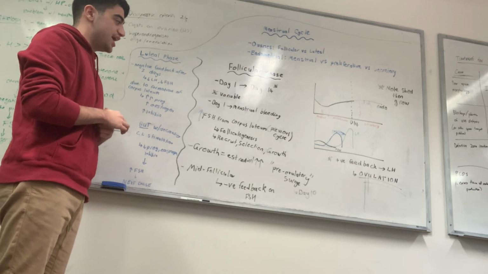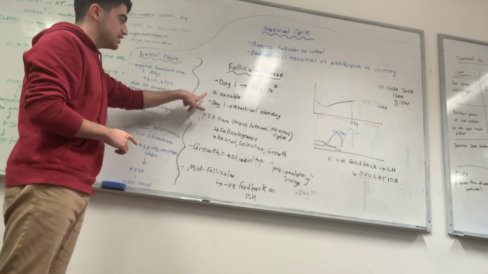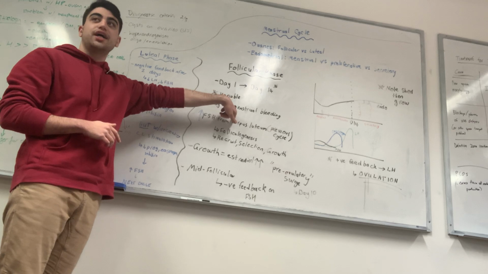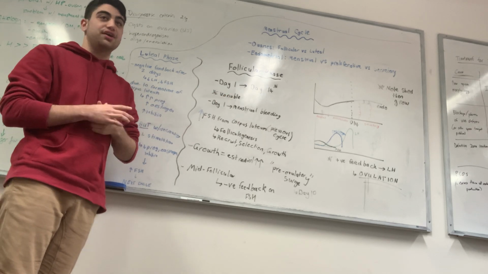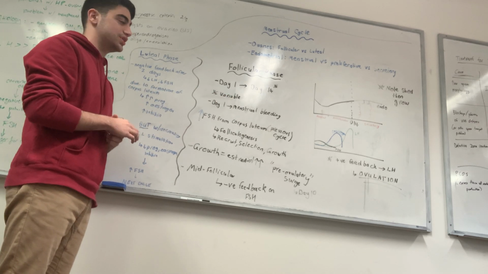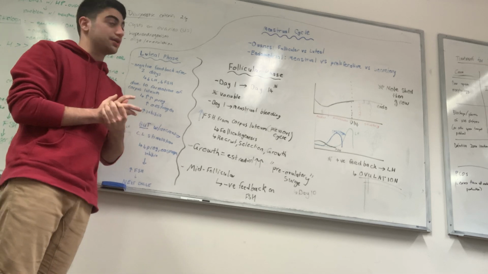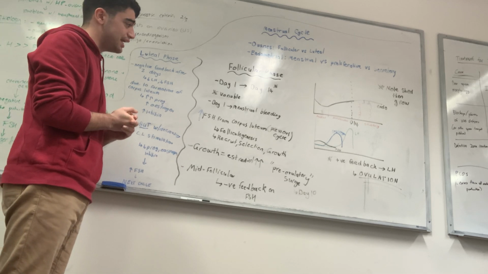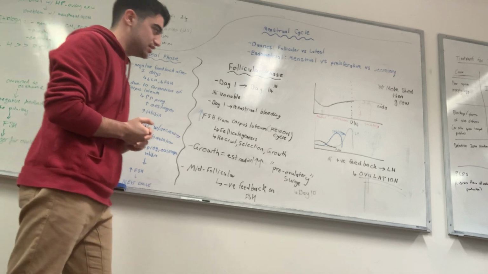All right, so we define day one of the follicular phase by the first day of menstrual bleeding. So the first day that the woman gets her period, when she starts shedding blood, we say is day 0 of the cycle. And what happens is it's all driven by hormones.